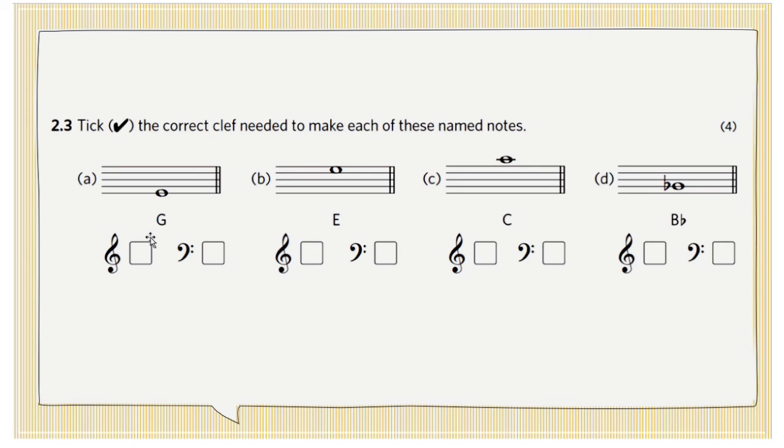2.3, this is a bit, you need to remember a bit more things for this. So let's read the question first. Take the correct clef needed to make each of these name notes. So the keyword here is we have to take the correct clef. Now, when there is a need to add clef, what should be our thinking step? Remember, always think of the treble clef first. Some of you are very good and don't need to think of this, you know what the clef is. But for those who need help, think of your treble clef first.